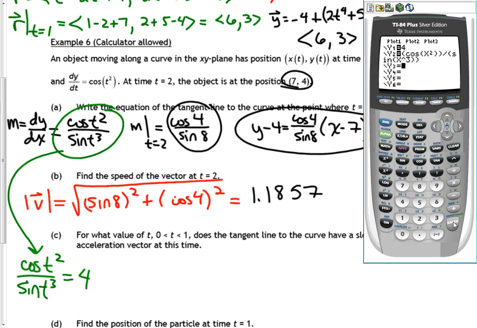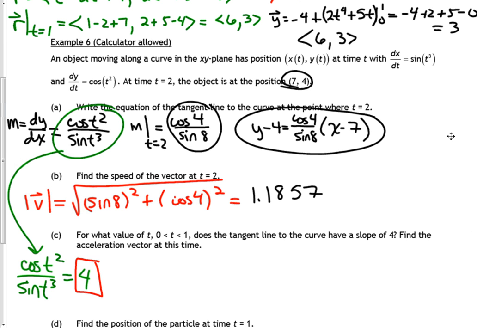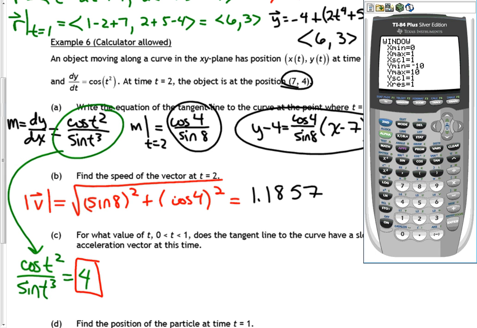And I need to adjust my window. First of all, they gave me a domain. They told me my t was between 0 and 1. So in my window, I'm going to change my x's to be between 0 and 1. And then I know what y value I'm looking for because I want to know when this is equal to 4. I just want to look around y equals 4. That's all I care about. So I'm going to change my y min to be 3 and my y max to be 5. Here's my 4, so I'm just looking for where the curve crosses y equals 4, and I have it. And then I'm going to find the intersection.